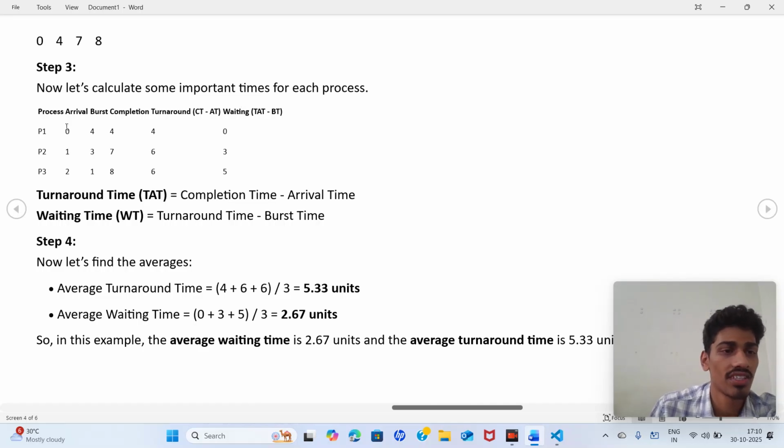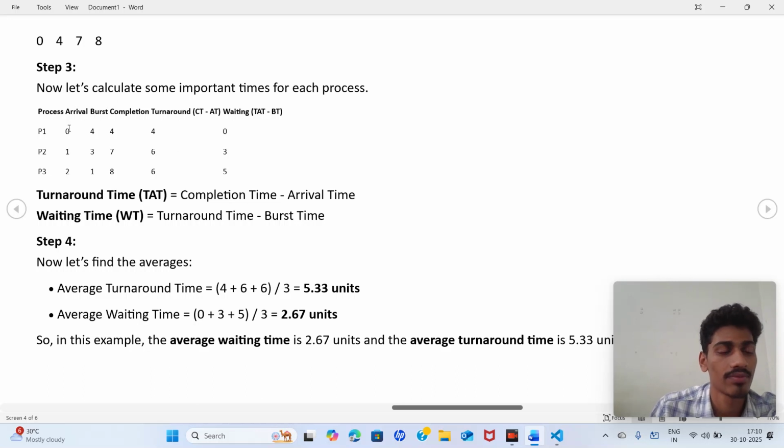Now let's calculate some important times for each process. For P1, P2, and P3, the arrival times and burst times are given. The completion time of P1 is 0 plus 4, which is 4. Then 4 plus 3 gives 7, the completion time for P2. And we add 1 to the completion time of P2, which gives the completion time of P3, which is 8.